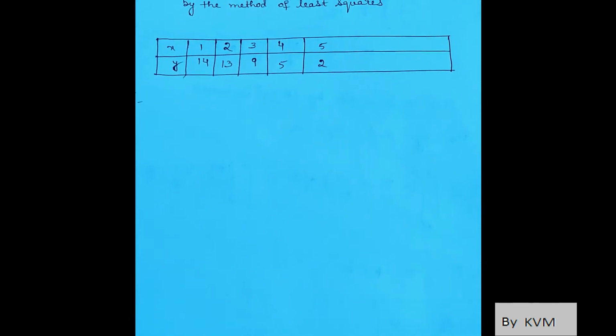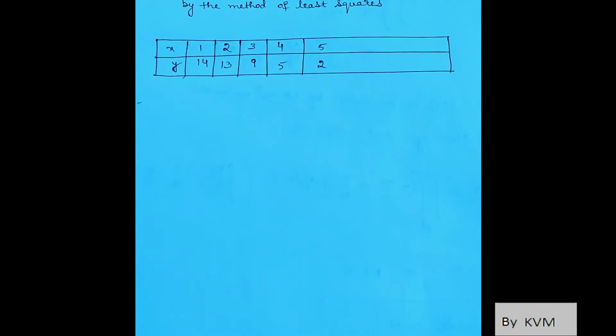Now let us solve the problem. Fit a straight line y equals ax plus b for the following data by the method of least squares. So in this problem, x and the corresponding y values are given. If x is 1, y is 14. If x is 2, y is 13. If x is 3, y is 9. If x is 4, y is 5. If x is 5, y is 2.